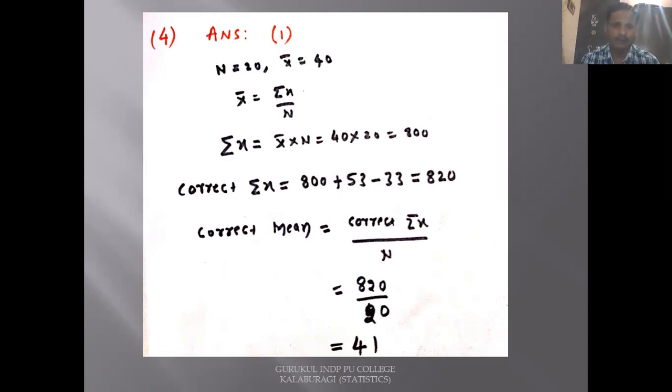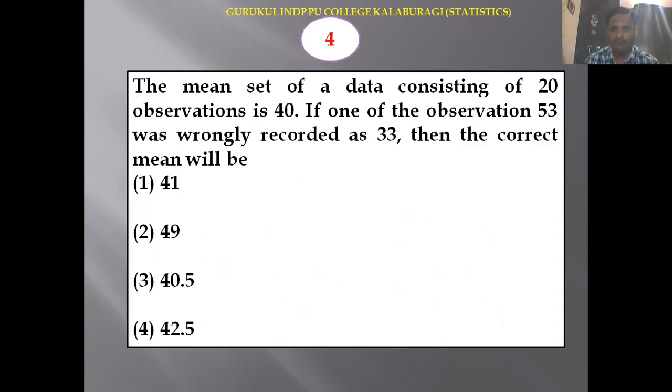The number of data will remain the same, because the question says the mean of data consisting of 20 observations is 40, and one of the observations, 53, was wrongly recorded as 33. So that 33 we have to subtract, and 53 we need to add.